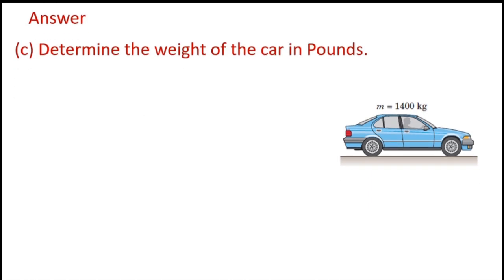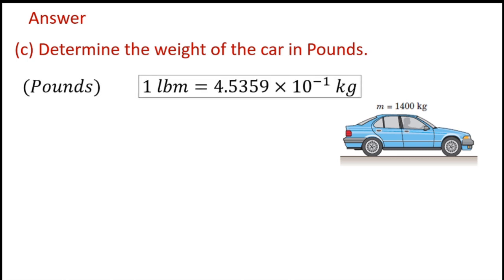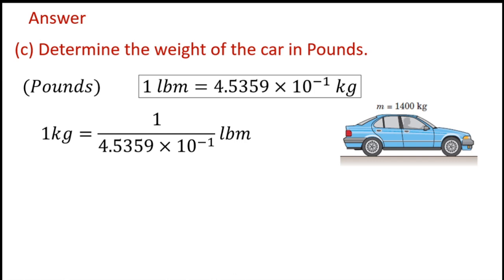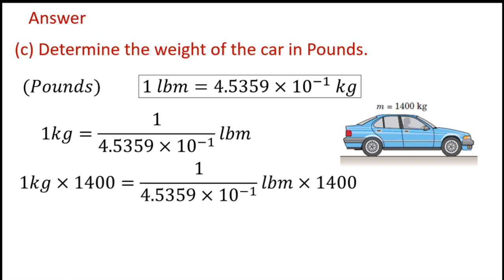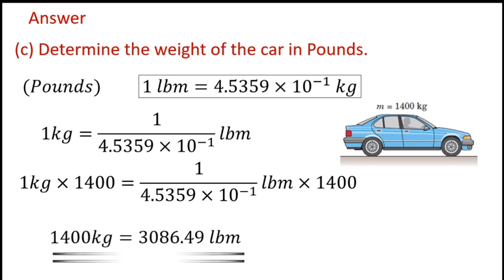Part C. Determine the weight of the car in pounds. From data we know 1 pound is equal to 4.5359 times 10 to the power minus 1 kilogram. Then we can write 1 kilogram is equal to 1 over 4.5359 times 10 to the power minus 1 pounds. Multiply both sides by 1400. Then we have 1400 kilograms equal to 1400 over 4.5359 times 10 to the power minus 1 pounds. So the final answer is 1400 kilograms equal to 3086.49 pounds.